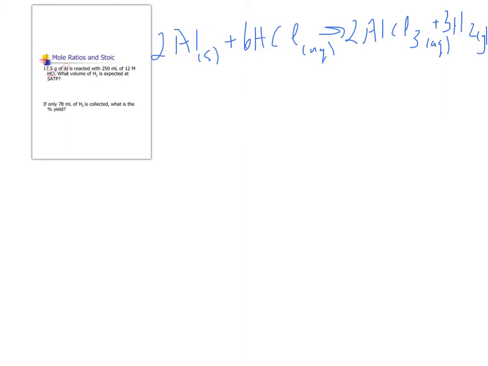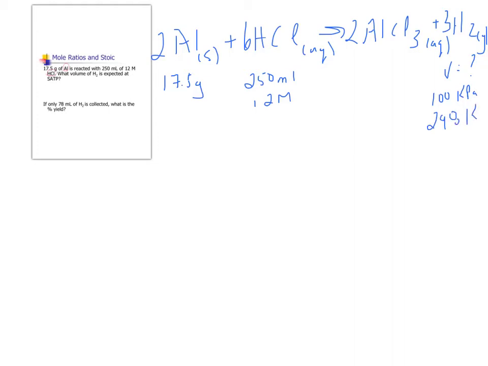To organize our numbers, the question says that I've got 17.5 grams of aluminum. I'm going to mix that with 250 mL of 12 mole per liter hydrochloric acid, and it's asking me what volume of hydrogen gas gets made when I'm at SATP. So that would be 100 kPa and 25 degrees Celsius, so 298 Kelvin.